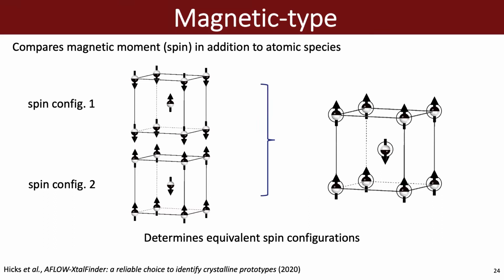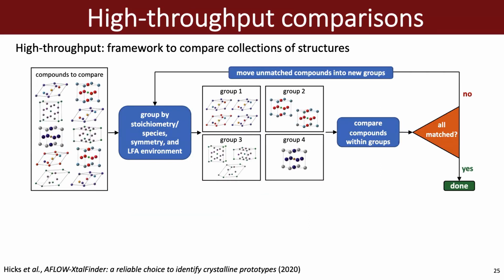So with these different comparison techniques, there are other packages in the community, and most only perform pairwise comparisons. So you would take 2 structures, compare them, and you can only do 2 at a time. But again, we want to highlight this automatic framework that we've developed, AFLOW.